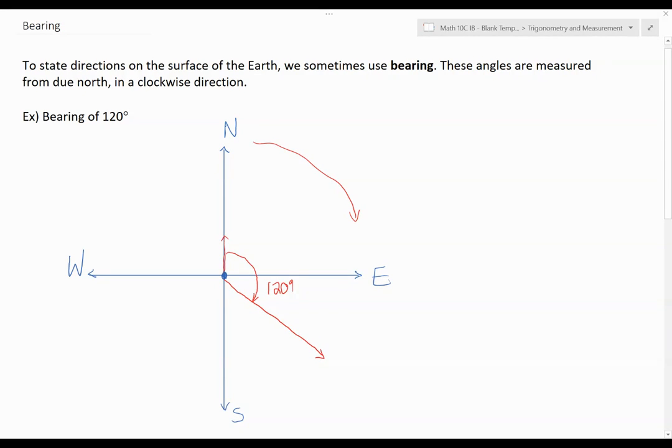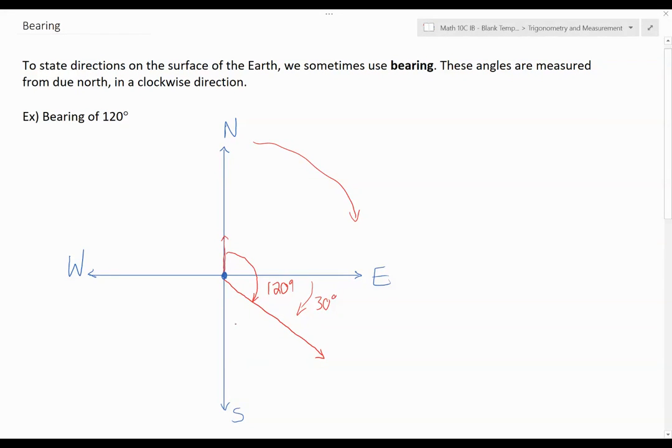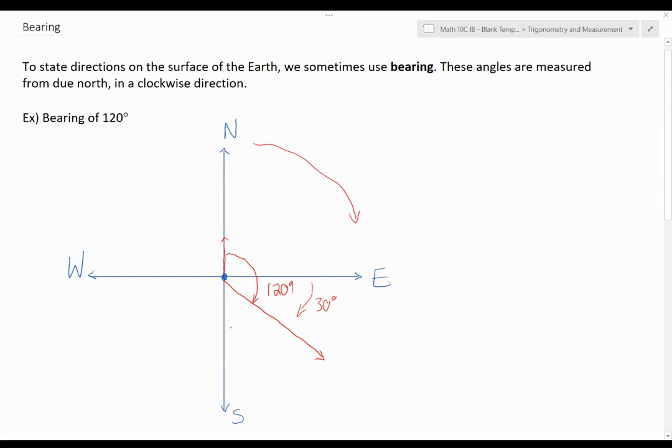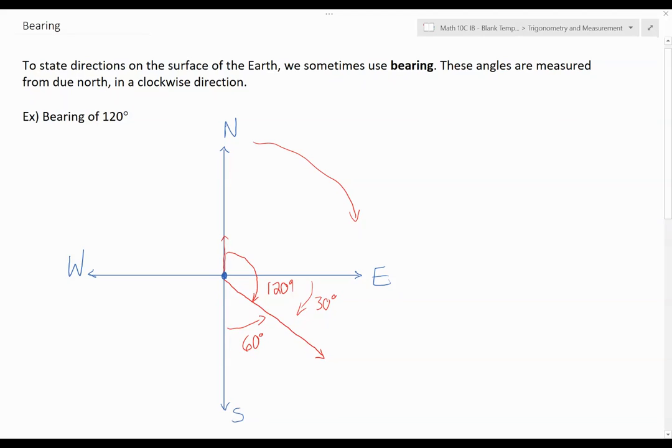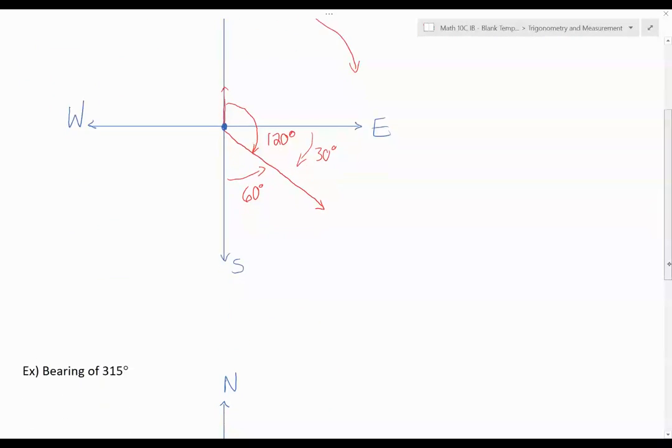Now, it is possible to compare bearings to other things other than just north. For example, I could talk about this as being 30 degrees off of east, or it could be considered to be 60 degrees east of south. 30 degrees south of east or 60 degrees east of south. But the most common would be to say that it's a bearing of 120 degrees. We can also compare bearings to each other, which we'll do in an example a little later.